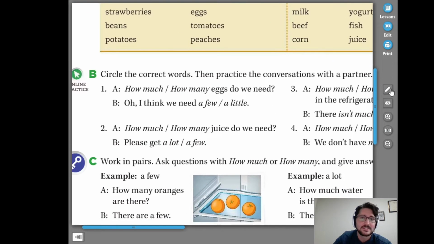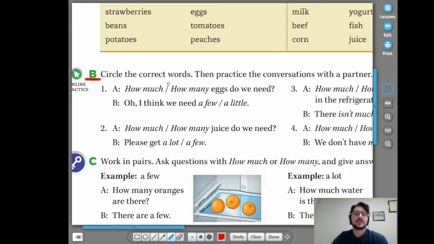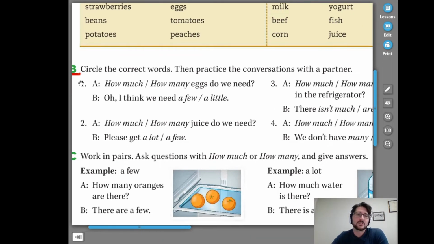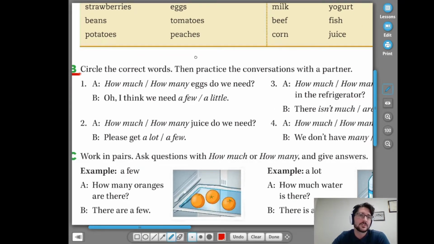Let's practice letter B. Letter B, we have some small conversations. 1, 2, 3, 4 small conversations. And we need to circle the correct words. Okay, so let's look at number 1 together. Number 1, we have A 사람 and B 사람. And A 사람, person A is asking a question. He's going to ask, how much, 아니면 how many eggs do we need?